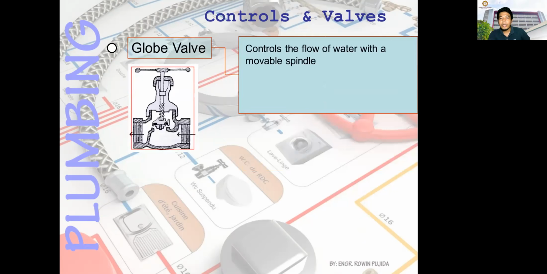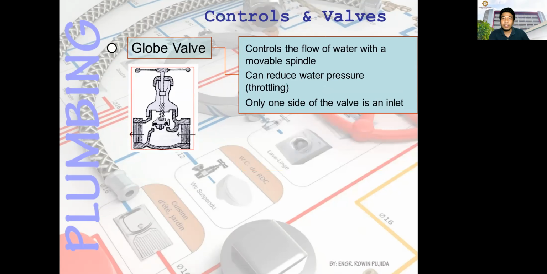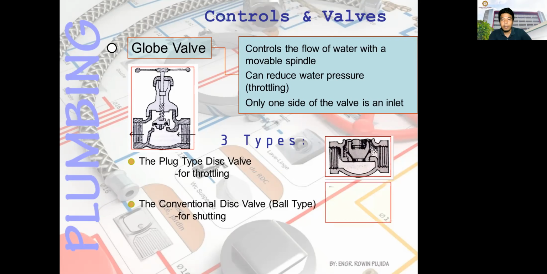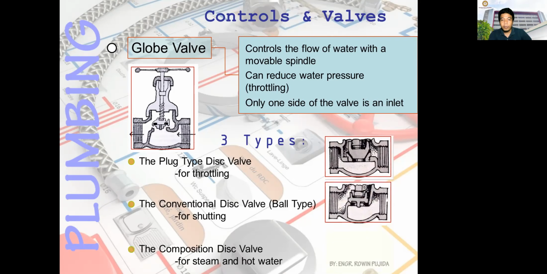Next, we have the globe valve. It controls the flow of water with a movable spindle. It can reduce water pressure, throttling, and only one side of the valve is an inlet. For this type of valve, for example, the faucet uses the mechanism of the globe valve. There are 3 types of globe valve: the plug type disc, the conventional disc valve, and the composition disc valve.